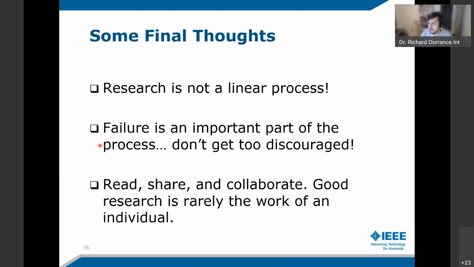Another key thing to think about is to only really worry about the items that are under your control. And then finally, just read, share, and collaborate with other individuals. Research is rarely the work of a single individual. It's usually a very dedicated team, or it's built slowly over the years, piecemeal with one little puzzle piece at a time until you can complete the entire picture.